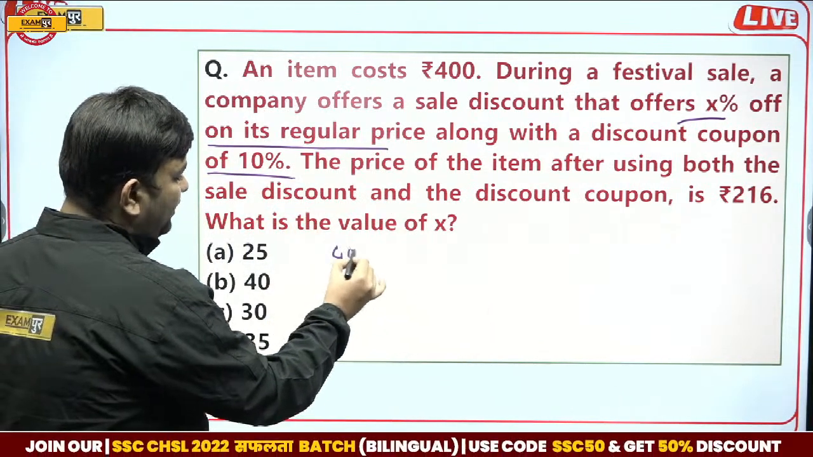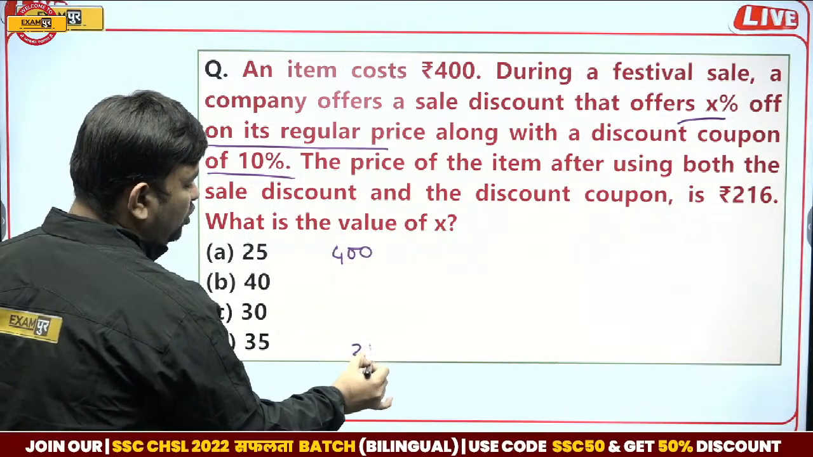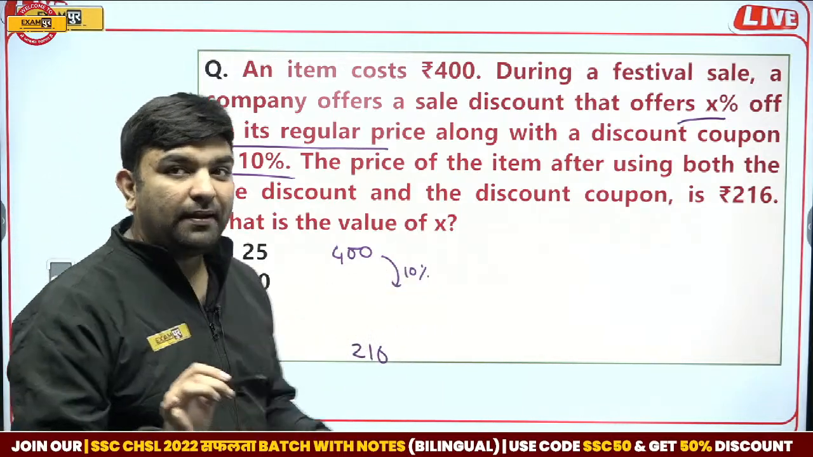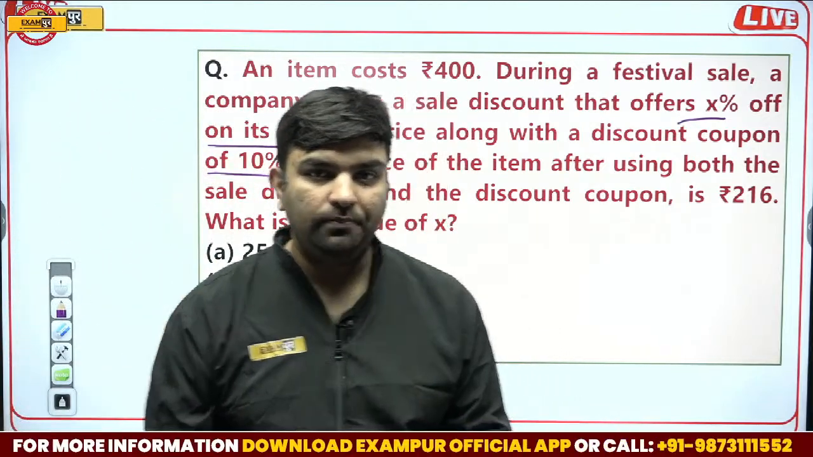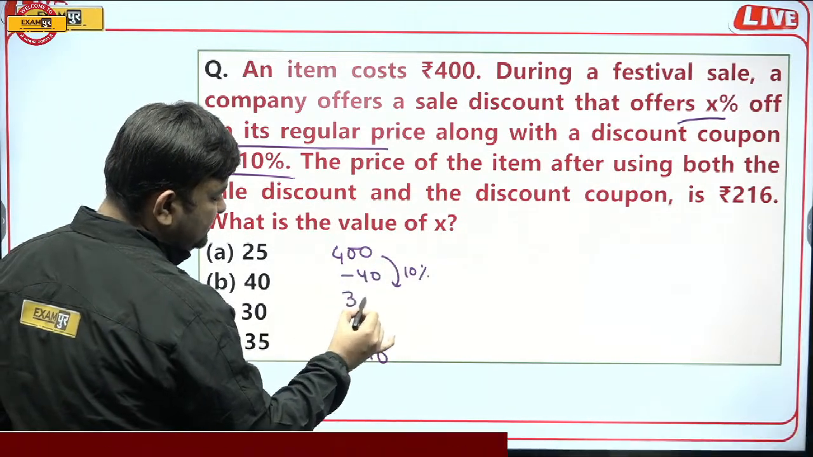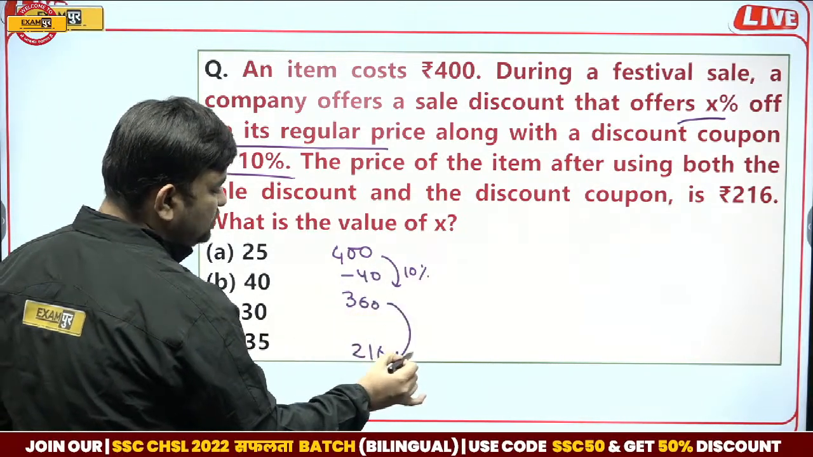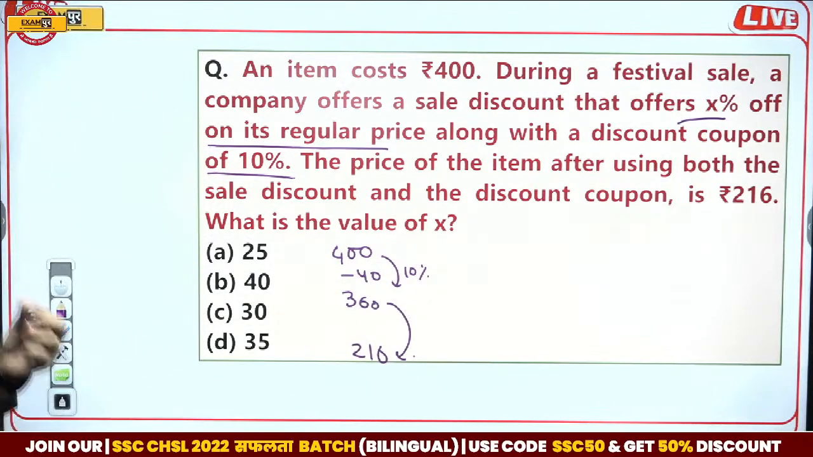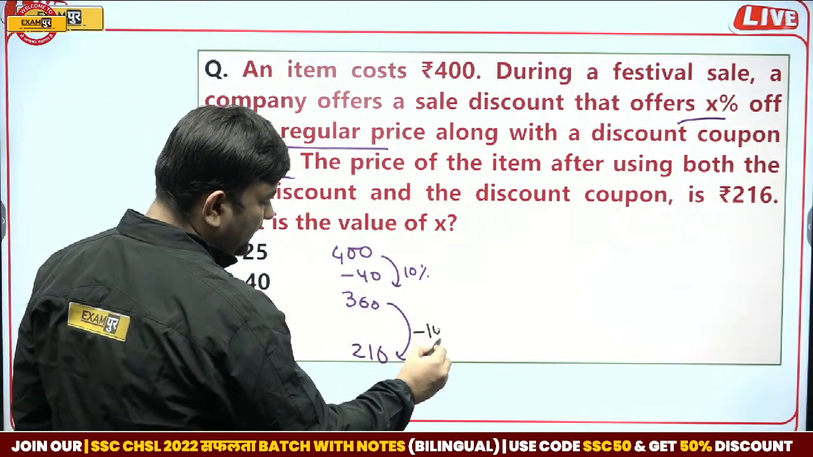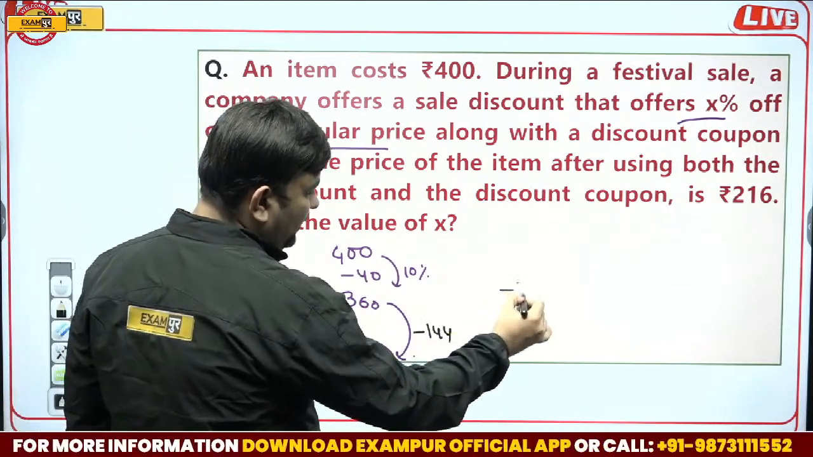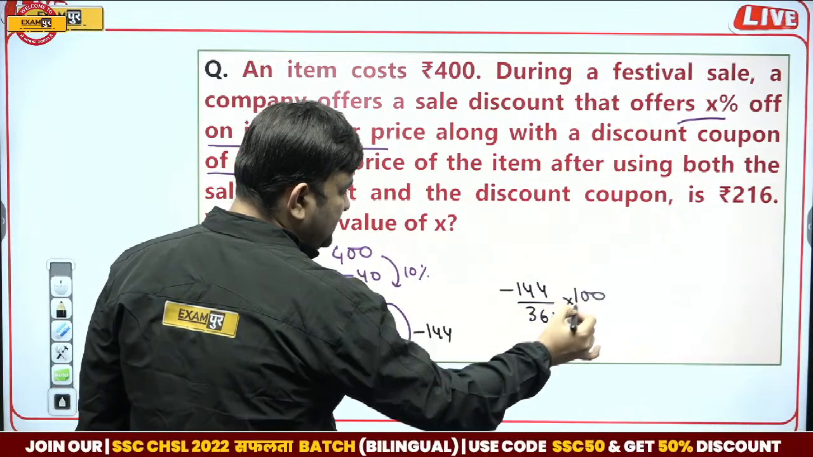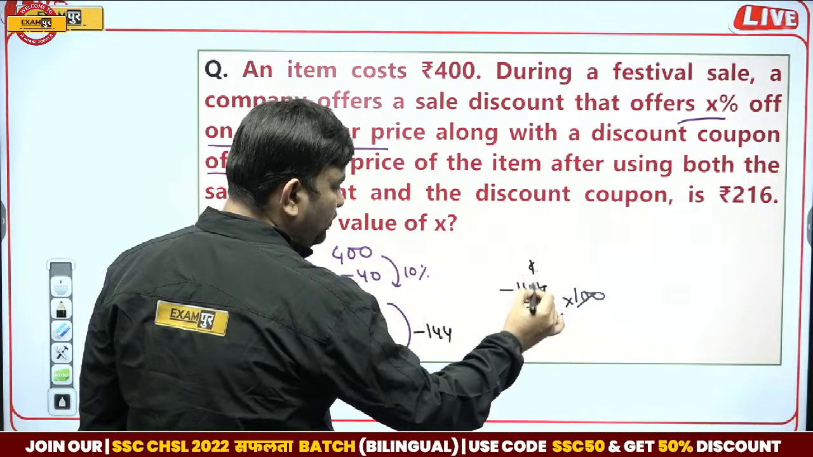So the MP was 400. Ultimately, it is getting sold for 216. I am assuming 10% as the first discount, because among the discounts, order is not important. So after offering 10% first, it will remain 360. An article of 360 sold for 216. This is a discount of 144. So a discount of 144 over 360 is how much percentage? 4 times 40%.